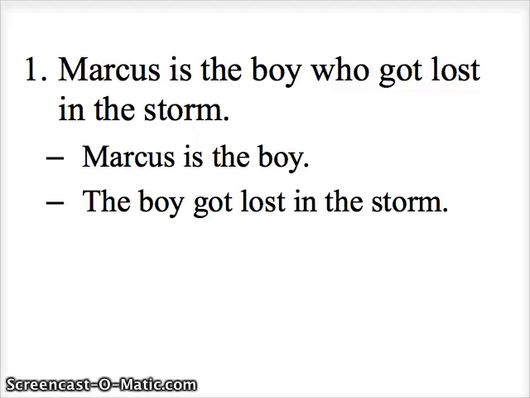One way to think about this is to break this sentence apart into two clauses, two sentences. Marcus is the boy. That's our independent clause. The boy got lost in the storm. Here, I'm using the boy again instead of the pronoun who. When I put them together, Marcus is the boy who got lost in the storm. I replace the subject, the boy, in the subordinate clause with a relative pronoun to make a relative clause.